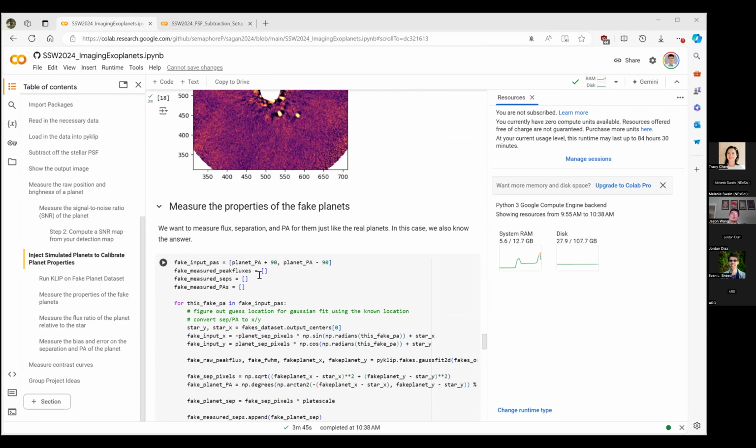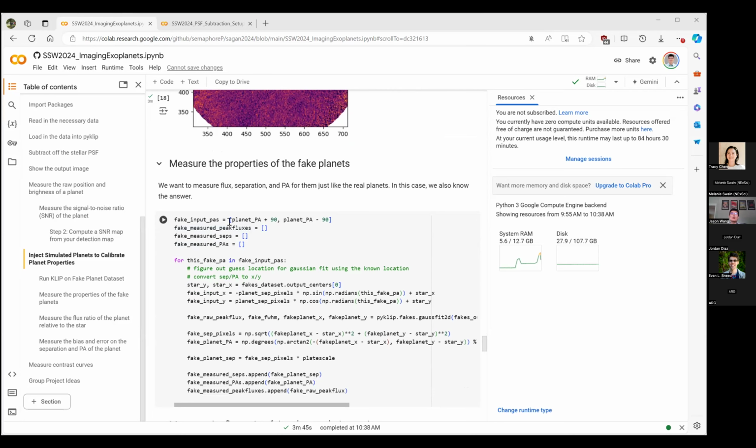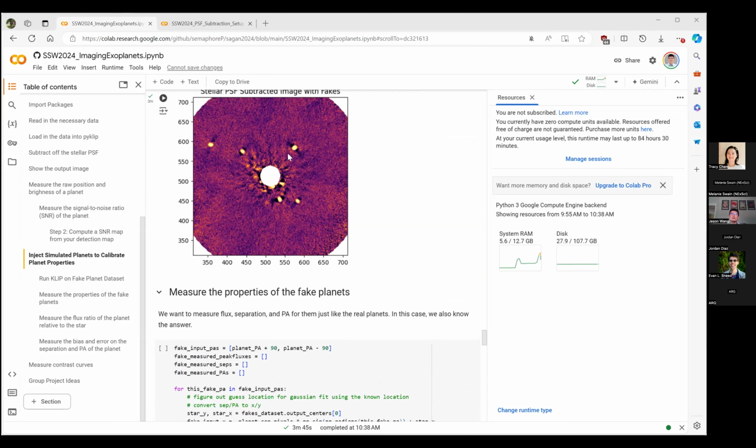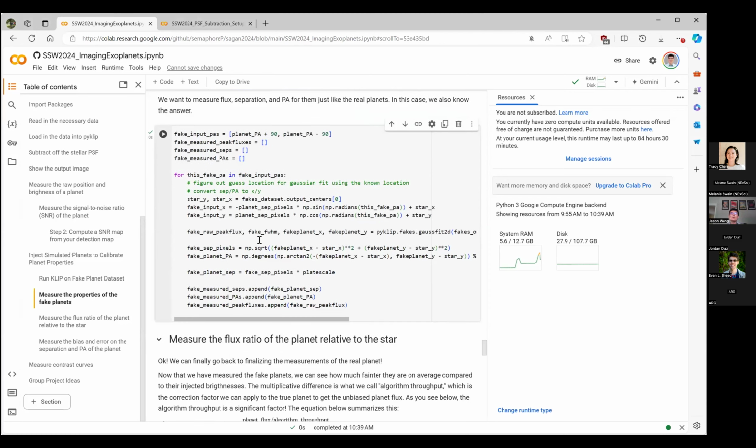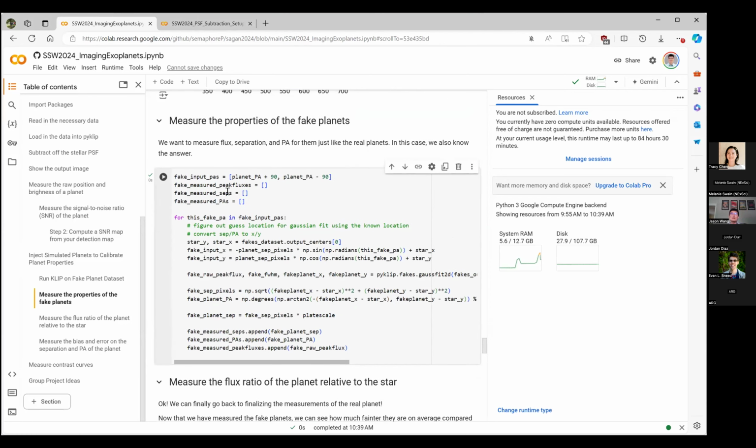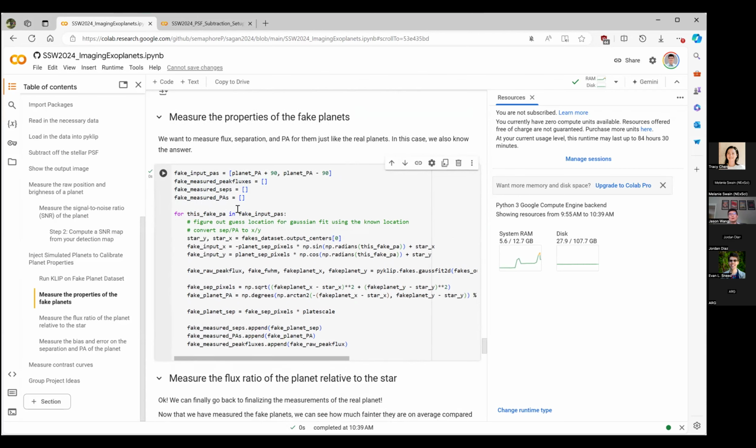So now we're going to measure the properties of the fake planets. Again, nothing has to be changed here. We know that the fake planets are injected at the same separation as the real planet. The only thing that's changed is their position angle. So what is their azimuthal orientation relative to the north? And we know that one of them has been moved by plus 90 degrees and one has been moved by minus 90 degrees. So we do that, and we can measure the separations, position angles, and fluxes of the fake planets. So that's what we're putting in these arrays. These arrays just have 2 elements in them.